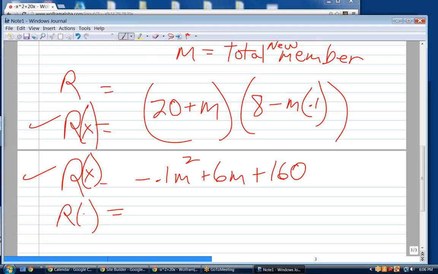So R of 10, oh, my pen's broken. One second. Technical issues. Okay. So if R is 10, then you have 30, if M is 10. If M is 10, yeah, then you have. Wait, you want M to be 10? Yeah, M is the total new members.